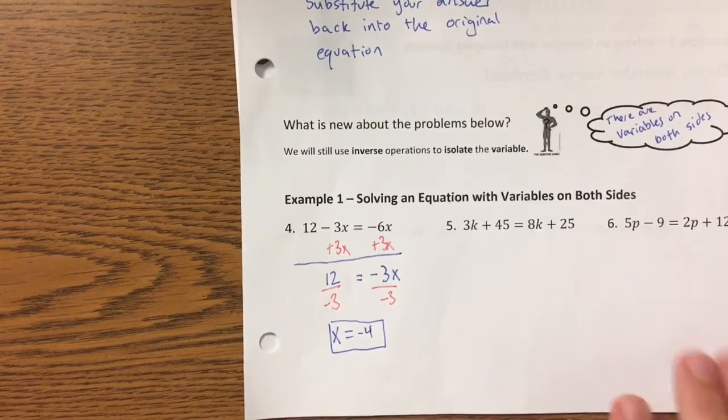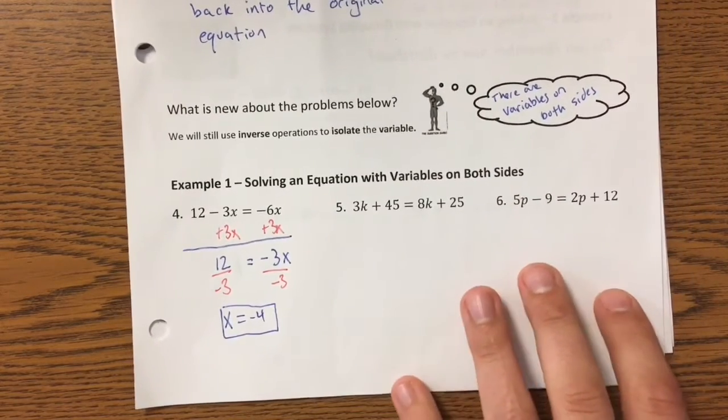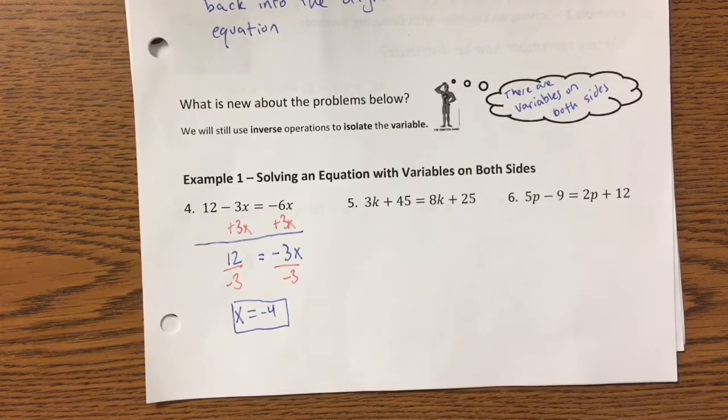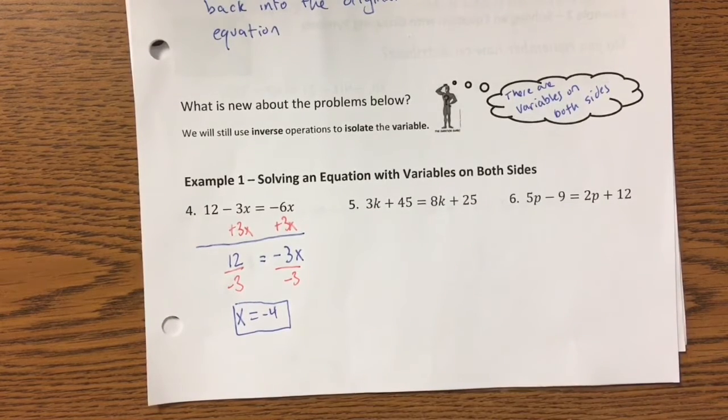Now with number 5, you can see that both sides of the equation are already simplified, right? There's nothing to combine or distributive properties. So the next thing to recognize is that we have variables on both sides, and so we want to move one over to the other side. And we basically have 2 options here. We can subtract 3k from both sides, or we can subtract 8k from both sides.